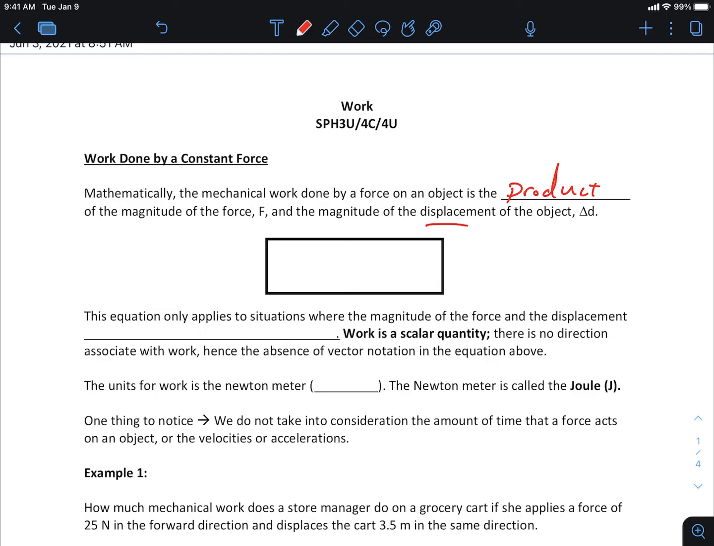If I were to write the equation for work based on those words, I'd get work is equal to the force applied multiplied by the displacement, delta D. And this equation only applies to situations where the magnitude of the force and the displacement are in the same direction.